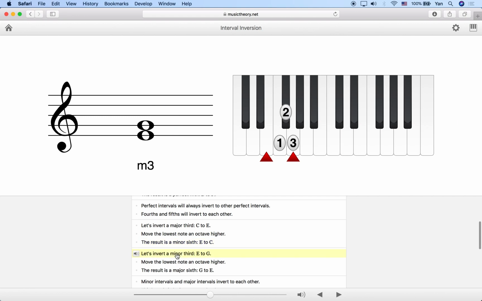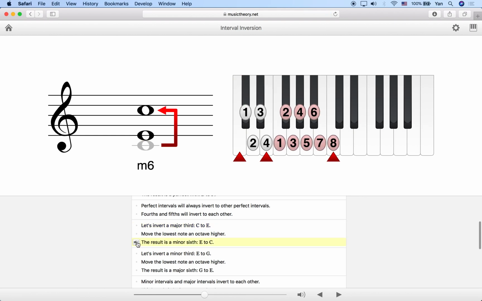Let's invert a minor third now. So E natural to G natural. Oh, and we didn't listen to that interval before. I want to listen because this helps our understanding of the ear training part, which, by the way, we're going to practice this week in the exercises. So, from C to E is a major third. And the minor sixth, it sounds like this.